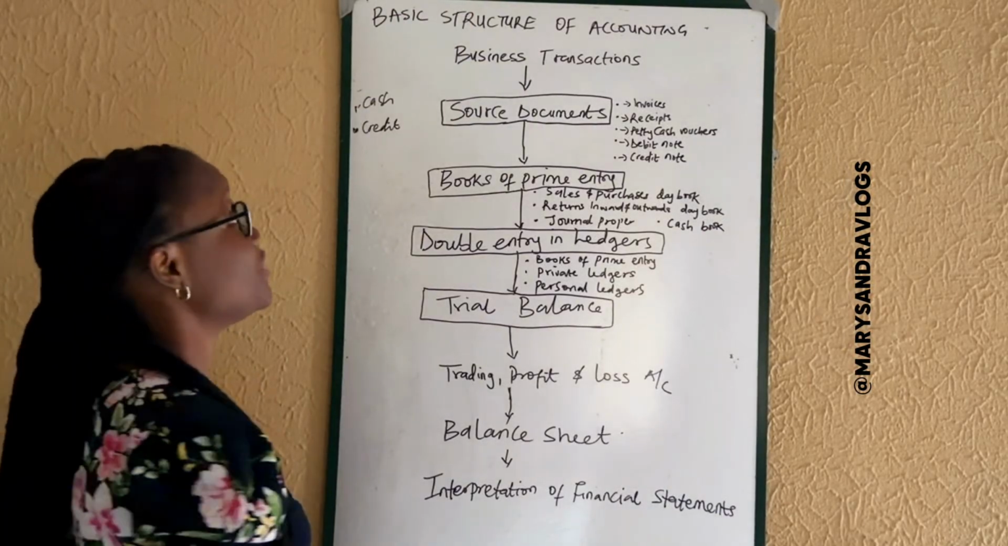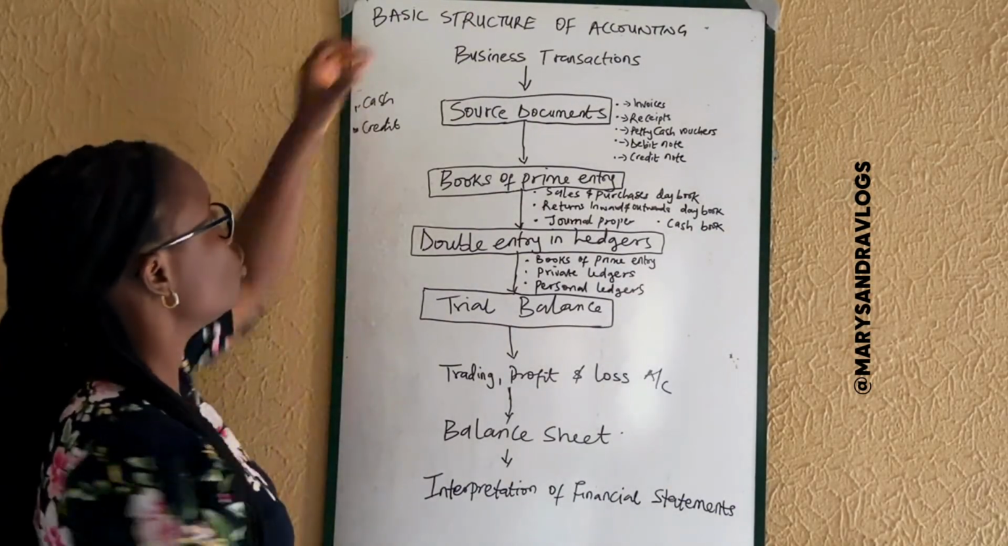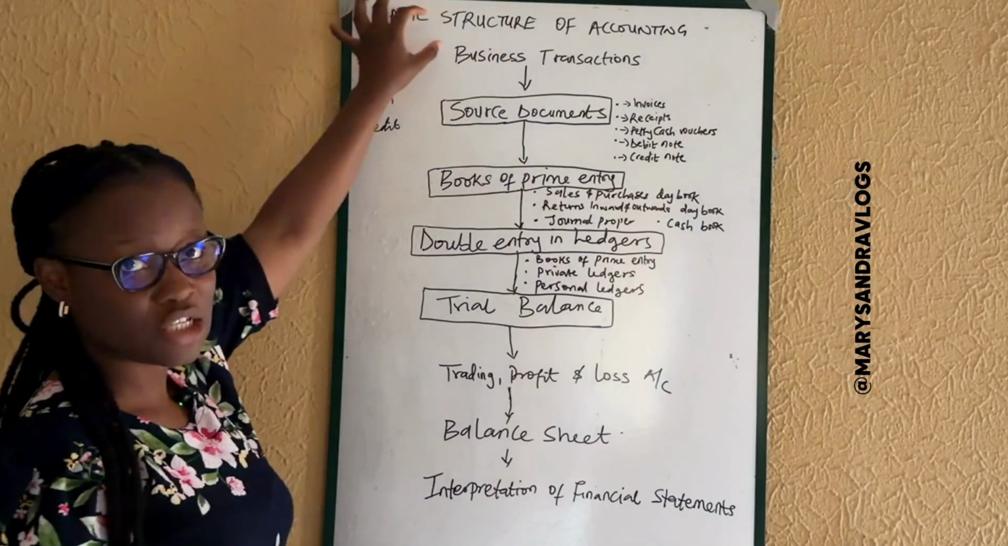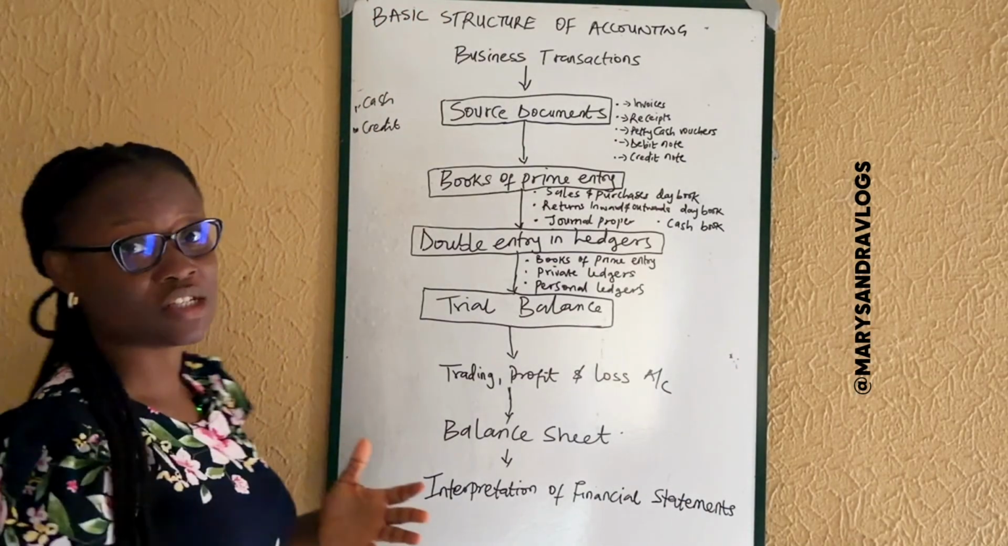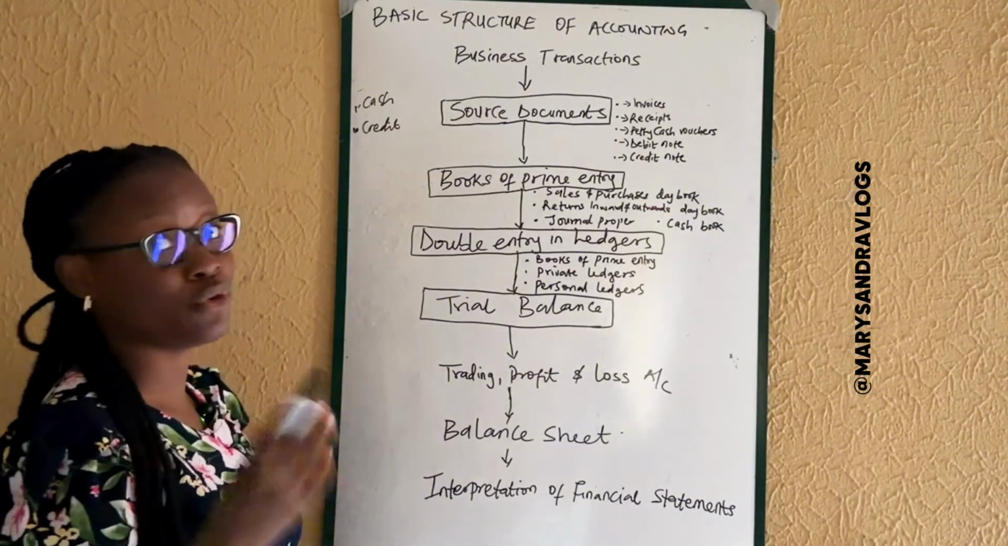Today we're talking about the basic structure of accounting, still under the series of accounting for beginners. So first things first, a business transaction has to occur. What is a business transaction? It's simply an exchange of goods or services in return for money.